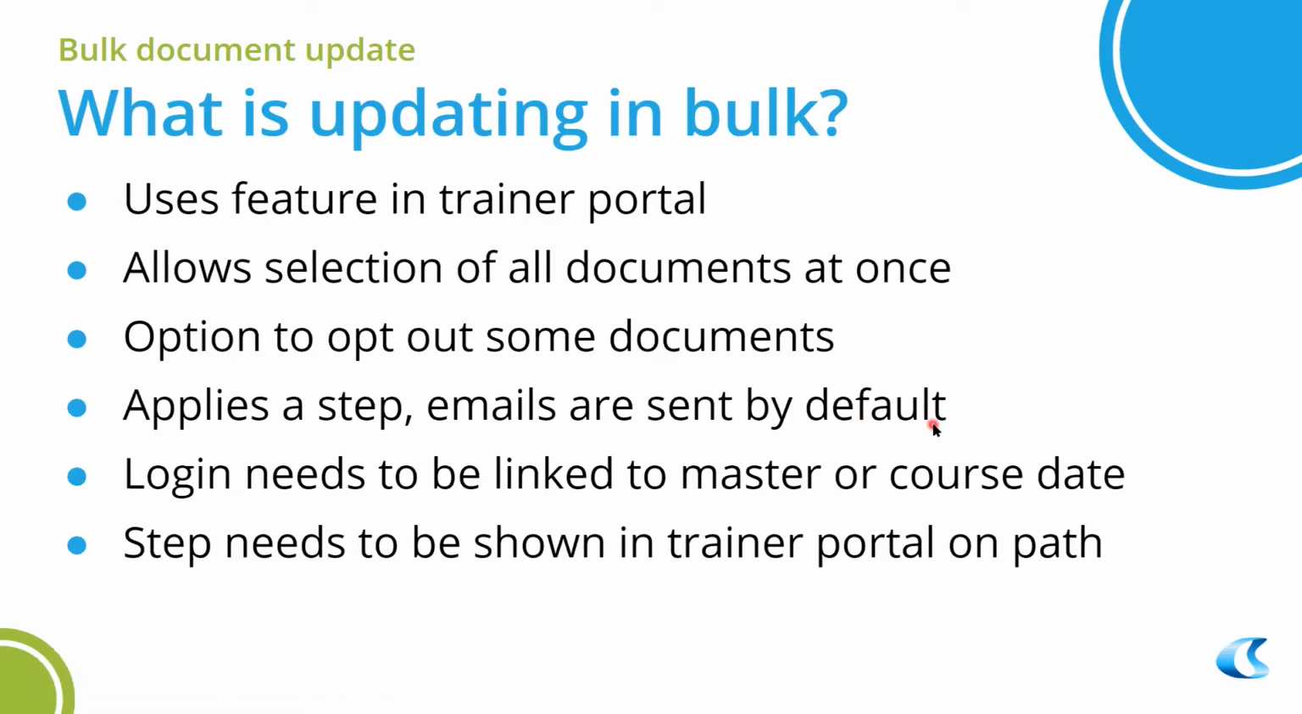So what does this do? This actually uses a feature in the trainer portal. So the trainer portal has this ability to update and send process steps or apply process steps to documents in bulk, which is pretty handy. It allows the selection of all the documents at once. You can select everybody's enrollment and then just send it off. You can then opt out for certain documents. So you can select them all and then choose some students you don't want to send the message to or don't want to apply the step for.